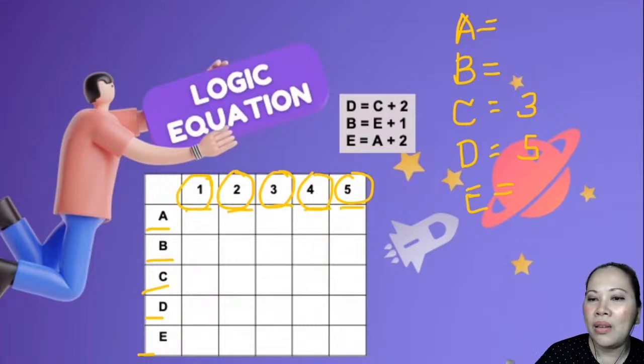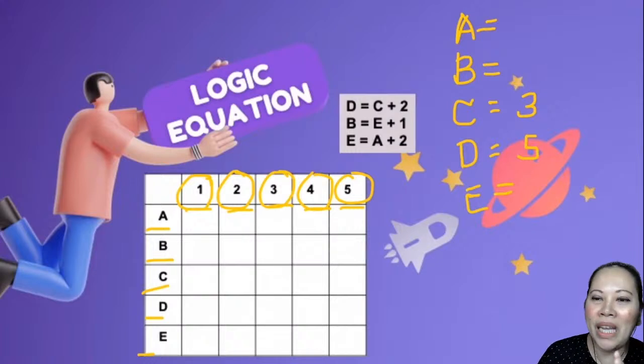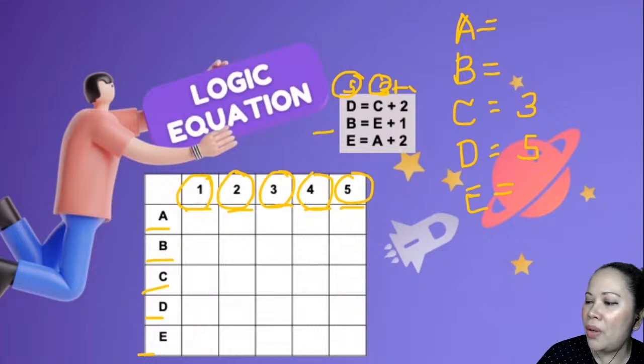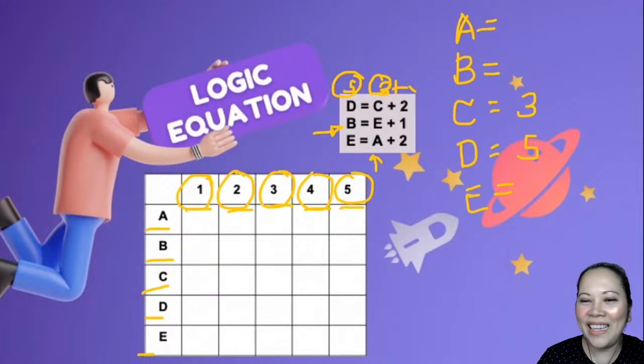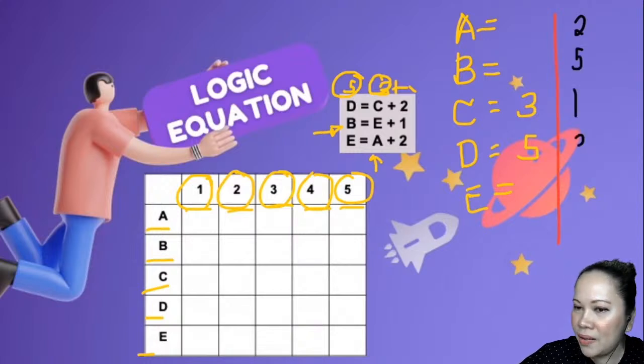B is wrong. B is wrong and E is wrong, Nirda. Your C and D is correct already. 3 and 5 is correct. So 3 plus 2 will give you a 5. That's a D. So C is 3, D is 5. So your problem now is what is B and what is A? A is okay. Let me write it down. A is 2, B is 5, C is 1, D is 3, E is 4.